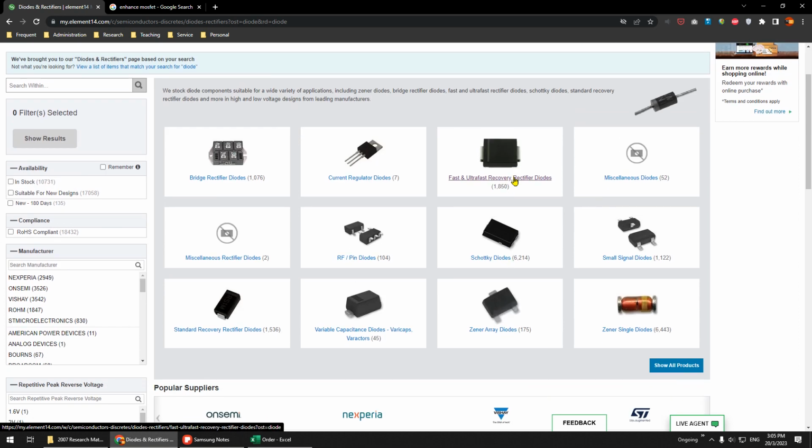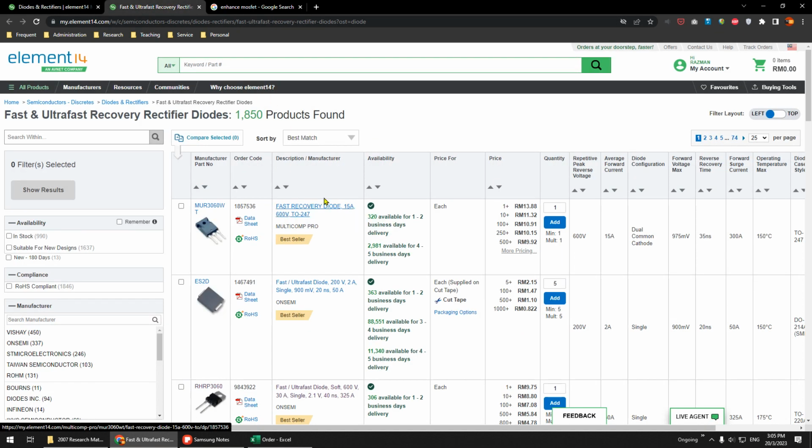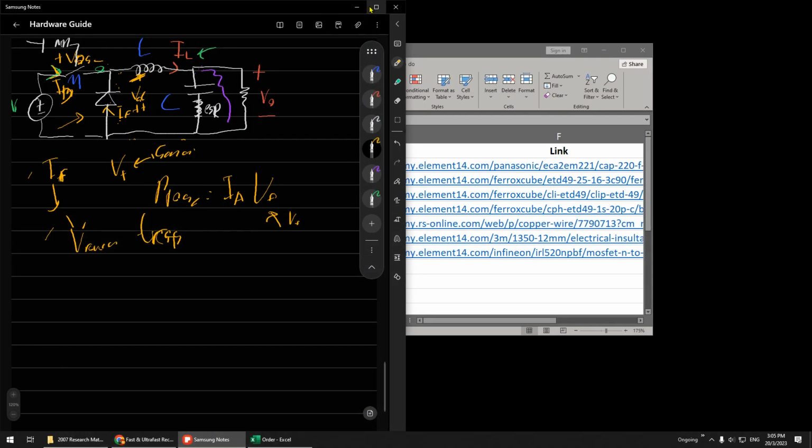Others also exist. This one is bridge diode, from AC to DC. This one is regulator diode, for current. This one is Zener, Shockley. That one maybe you don't use. But usually you use this one, ultra fast recovery diode. So let's take a look.